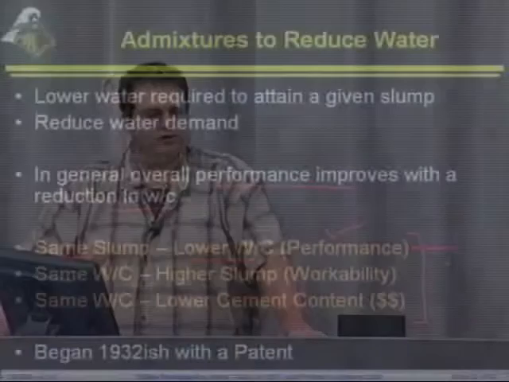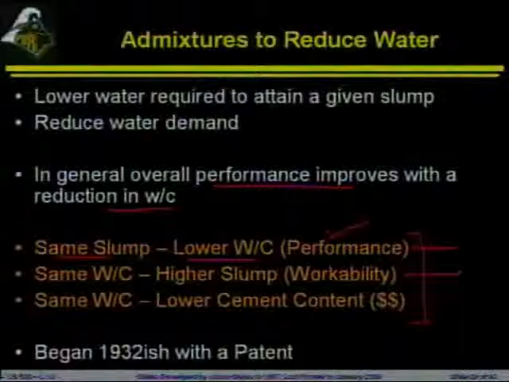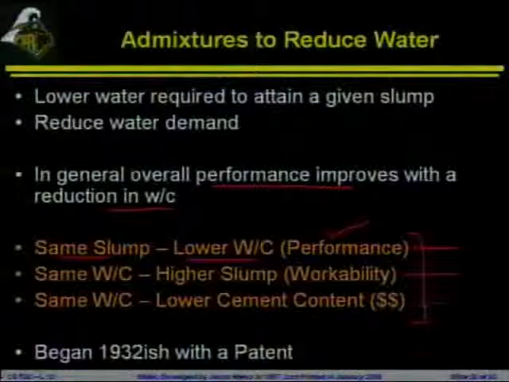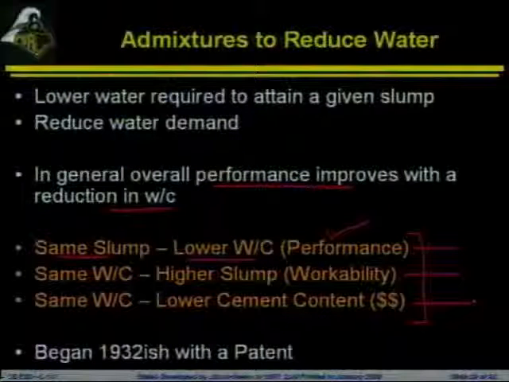We are going to talk about these 3 main aspects where we're lowering the water-to-cement ratio to increase performance, we're increasing the slump to get concrete that's more workable, and we're lowering the cement content to make the mixture less costly and more economic. And that's where we'll pick it up next class. Okay?